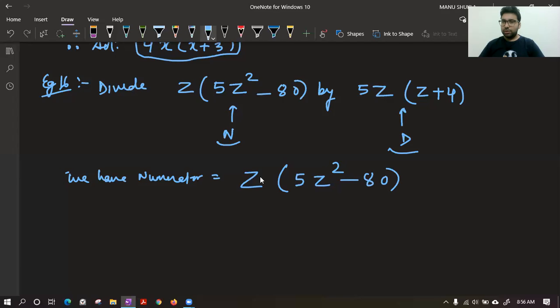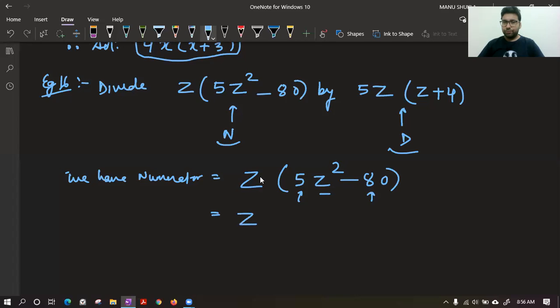Is there anything common inside the bracket? Please answer, class. Nothing is common. Okay, z is not common because z is here only, but 5 is there, 80 is there, and we have learned this thing. Wherever we have a 0 or 5 at the end of a number, that number is divisible by 5. So we can take 5 common from 80 as well.